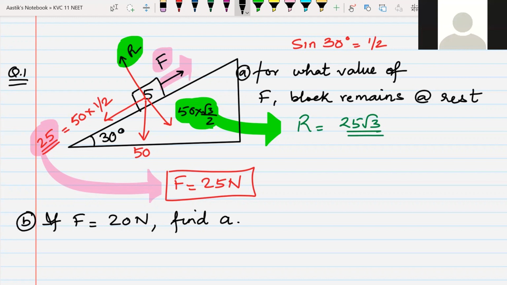Four meter per second square. 4 meter per second square is not correct, but well tried. Think again, you have just done a small mistake. Small mistake only. A small mistake.